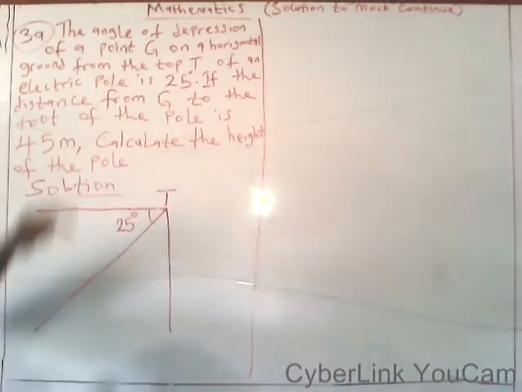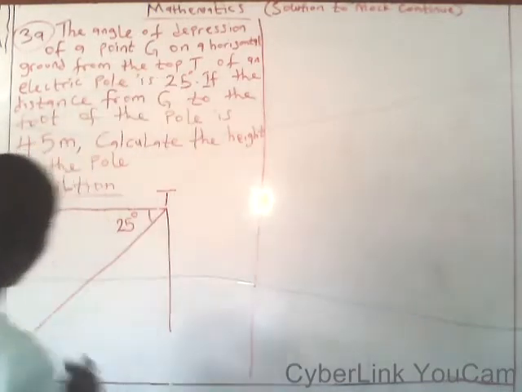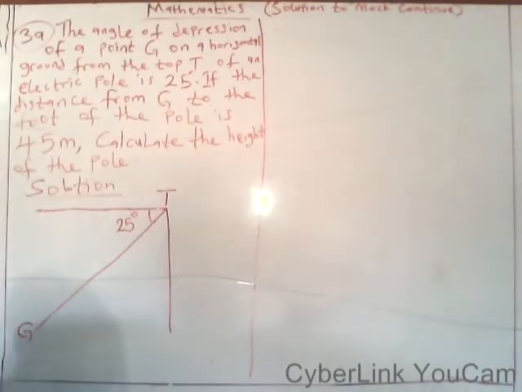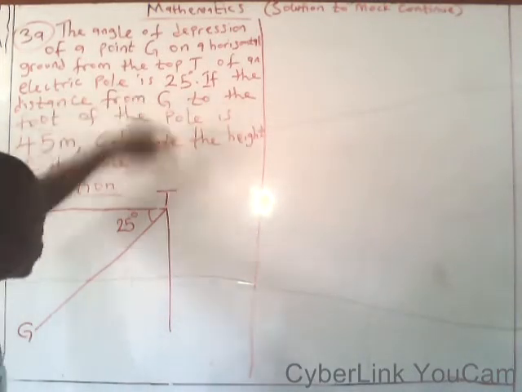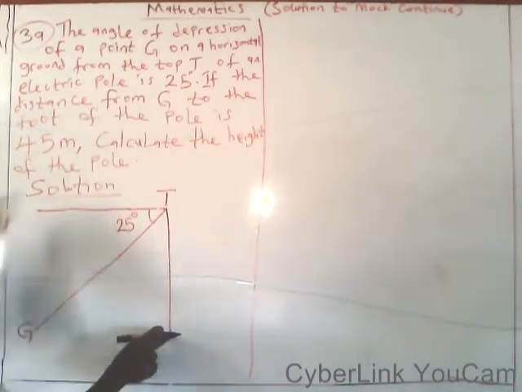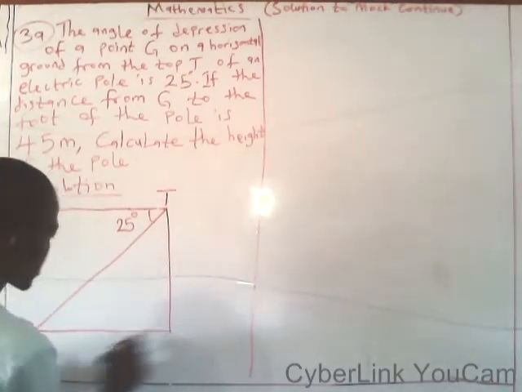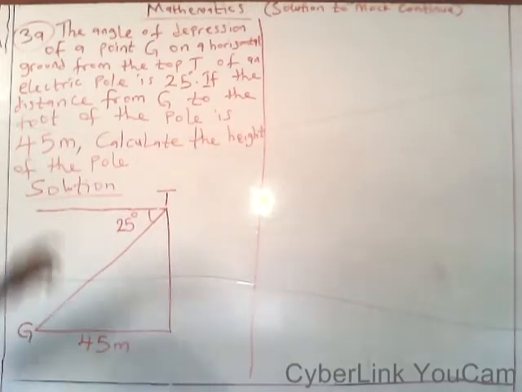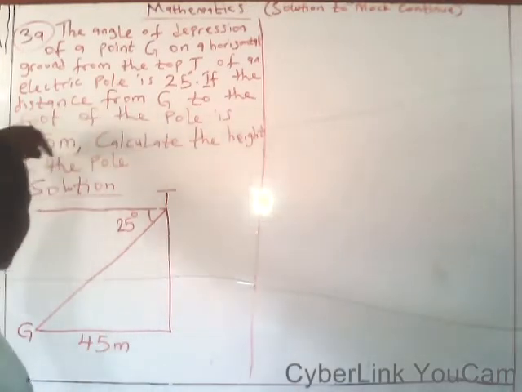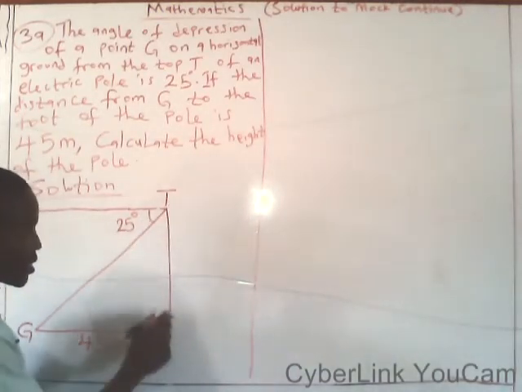Now, if the distance from G, this is our G here, to the foot of the pole, this is the foot of the pole, is 45 meters. That means from here to this place is 45 meters. Calculate the height of the pole. We have to calculate this height.